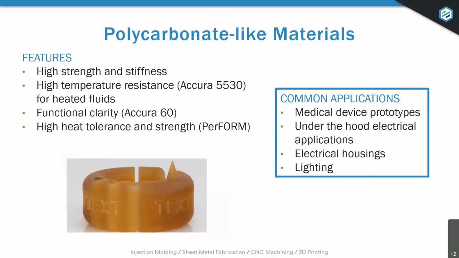PolyJet-like materials have a relatively high strength and stiffness. There are two high temperature materials, Accura 5530 and Somos Perform. Accura 60 is also capable of functional clarity. Common applications are medical device prototypes, high temperature applications, electrical housings, and lighting or light pipes.